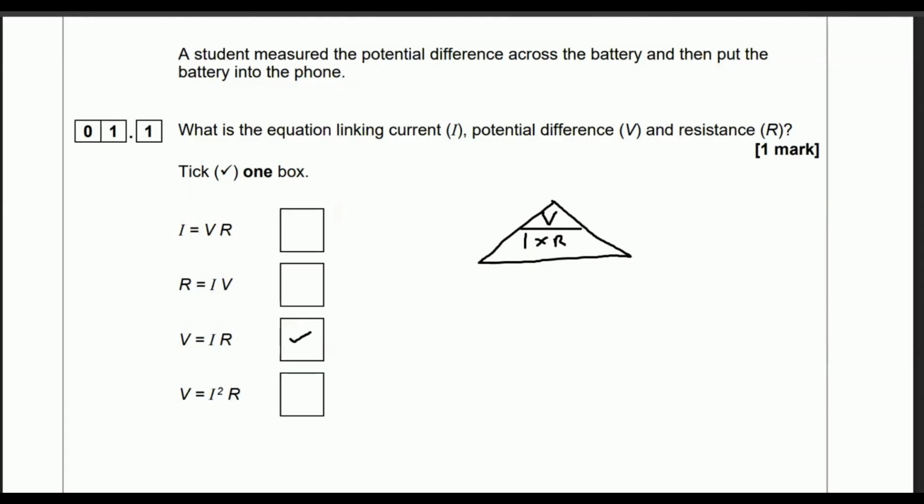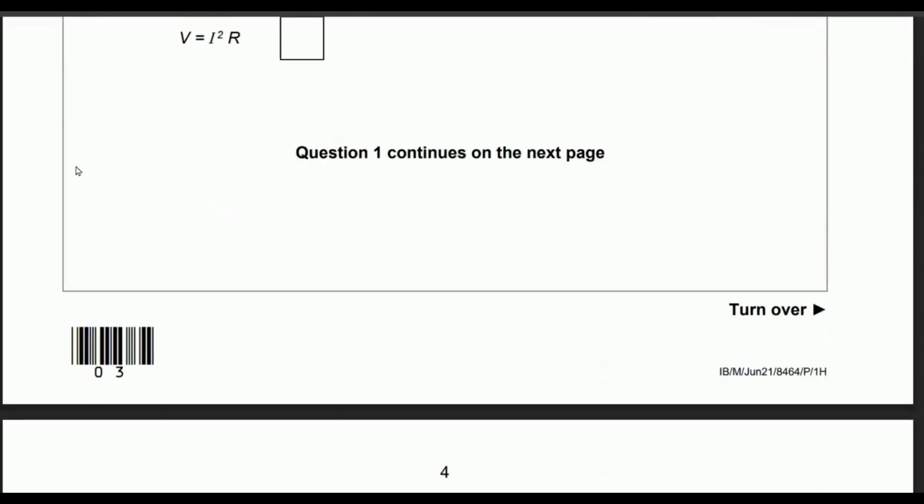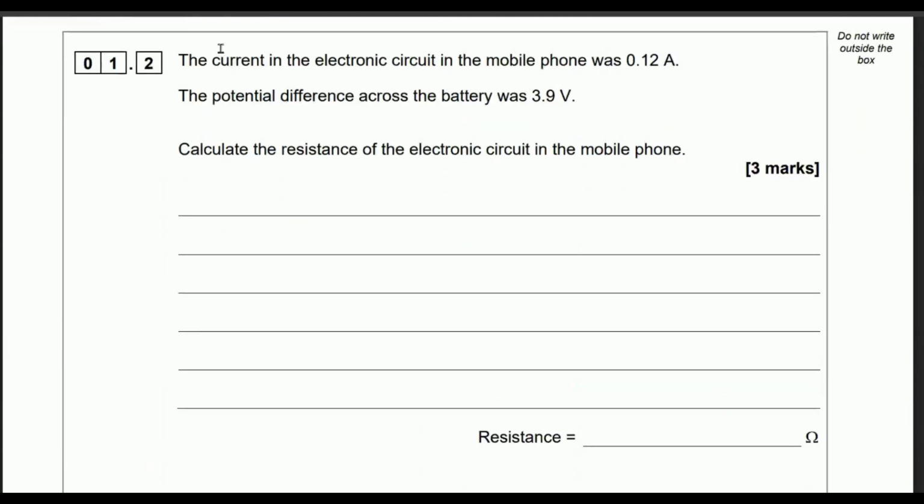The next thing they're going to do after asking a question like this is test us on the application of this. So let's try that. 1.2. The current in the electronic circuit in the mobile phone was 0.12 amps. The potential difference across the battery was 3.9 volts. Calculate the resistance of the electronic circuit in the mobile phone.